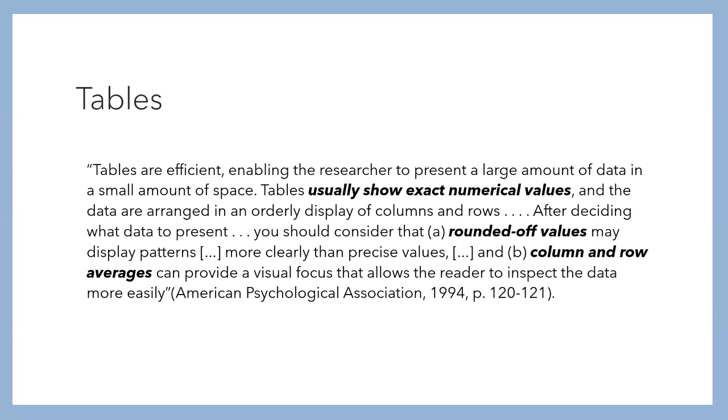So after deciding which data to present, you should consider that A, rounded off values may display patterns more clearly than precise values. This means that you maybe shouldn't include decimal places, it depends. And B, column and row averages can provide a visual focus that allows the reader to inspect the data more easily.